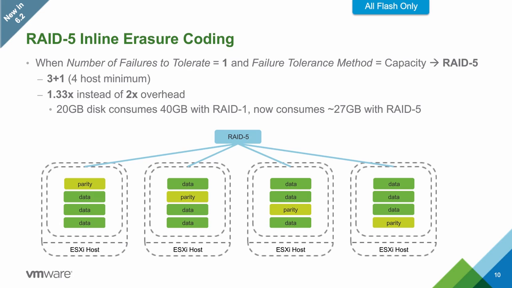The great thing with RAID 5 and RAID 6 is they can be combined with deduplication and compression. They are implemented on a policy basis. So you could have individual VMDKs or individual VMs, or you could use policies to automate groups of virtual machines to use RAID 5 or RAID 1 or RAID 6, depending on your availability requirements.